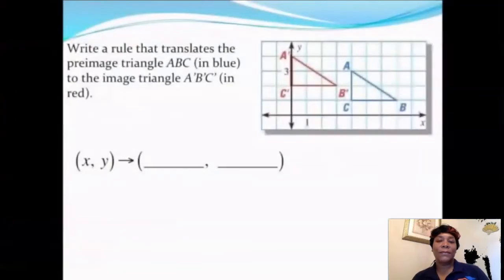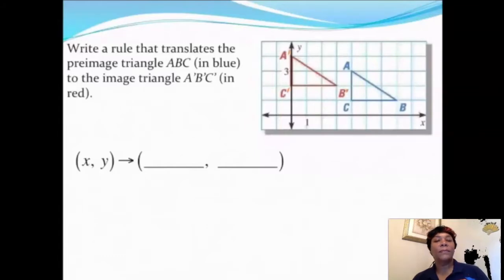This time I want to write the translation rule that would result in sliding this figure to form the image that's shown. It tells me what color the image and pre-image are, but suppose it didn't, like in your black and white notes. The other way we can tell that the red one is the image, the final location, is the prime tick marks: A prime, B prime, C prime. So I know that's where I'm going to end up, meaning the one without the primes, the blue one in this case, is the original one.